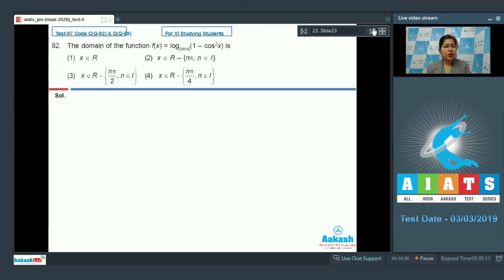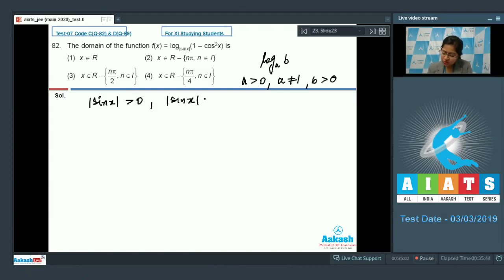Next is question number 82, which says that the domain of the function f(x) equal to log to the base mod of sin x of 1 minus cos square x is. Now, we know that for log to the base a, b to be defined, a should be greater than 0, a should not be equal to 1, and b should be greater than 0. So, applying the same here, we can write it as mod sin x should be greater than 0, mod sin x should not be equal to 1, and 1 minus cos square x should be greater than 0. These three are the inequations that we have to solve. After solving these three, we have to take the intersection of the solutions.